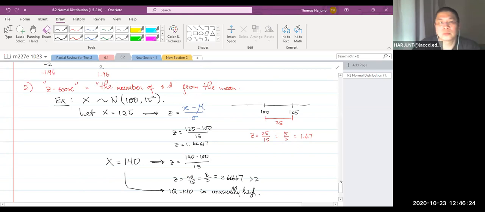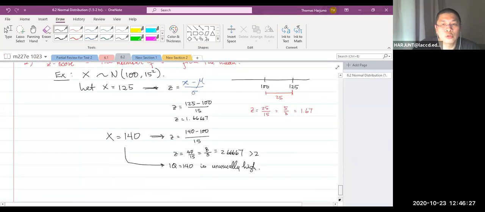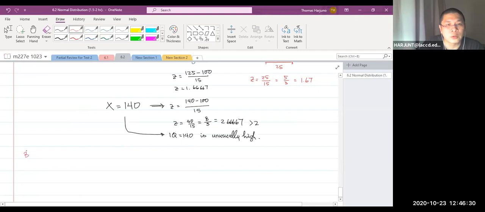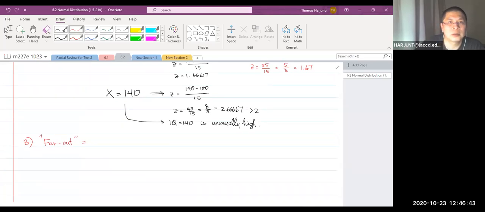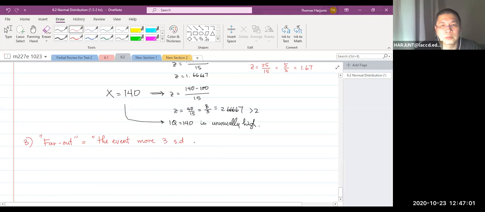Okay. Now, going back to that usual interval, there is something called far out. You don't find this terminology in your textbook. The far out case is a case that hardly happens, but it does happen. What is far out? Far out is the event more than 3 standard deviations away from the mean.